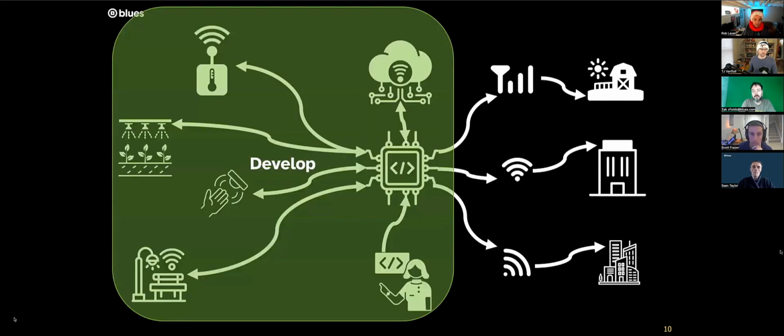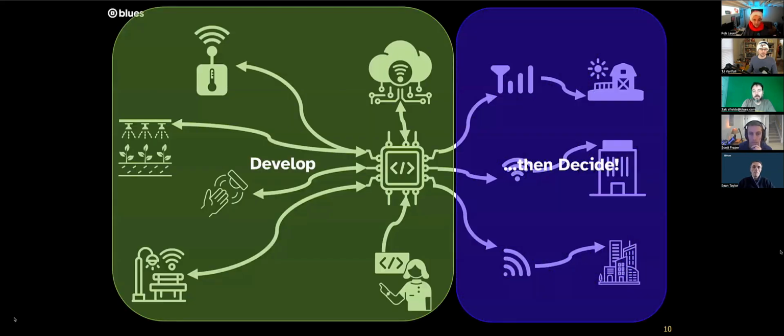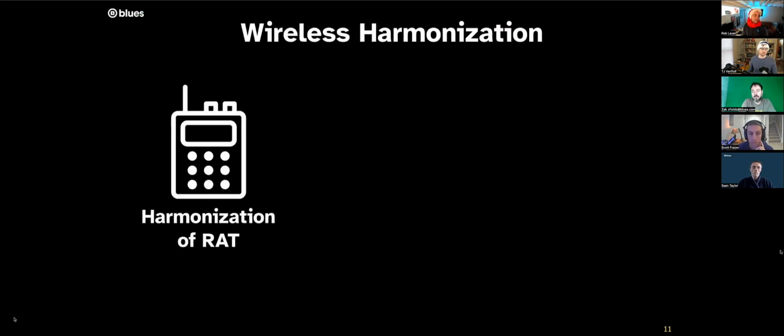So when you're choosing Blues, you are developing a solution, and only when it comes time to deploy are you forced to make that choice of cellular, Wi-Fi, or LoRa based on the specific needs of that actual destination you are deploying to. And this year we worked really hard to dramatically simplify this process. And with Blues, this idea of wireless harmonization goes beyond just the harmonization of RAT or radio access technology.